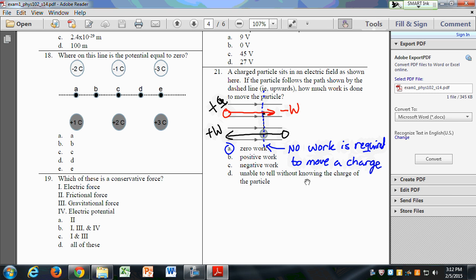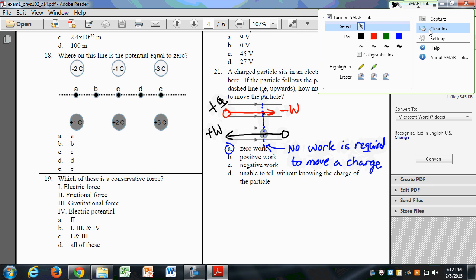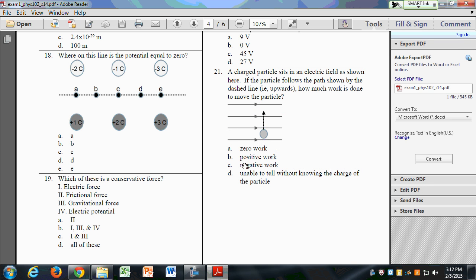You need to know your conservative forces. Only field forces are conservative. Electric force and gravitational forces are conservative.